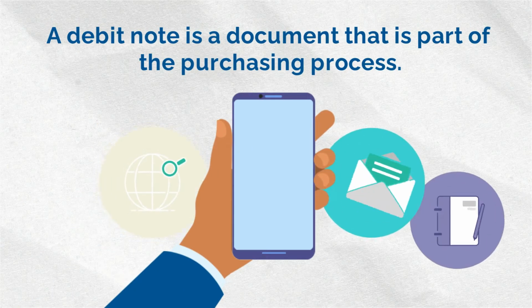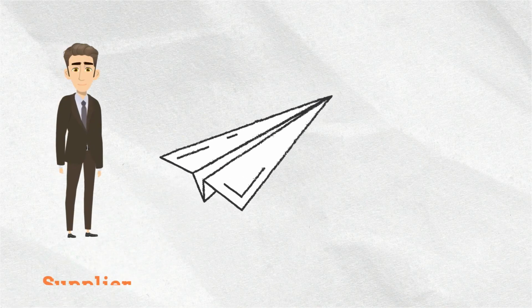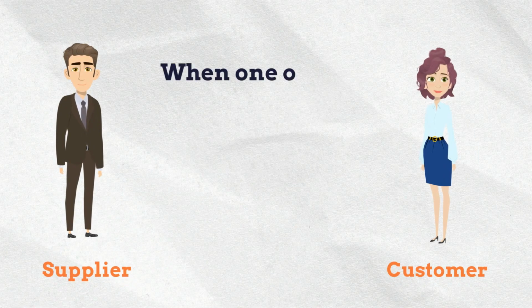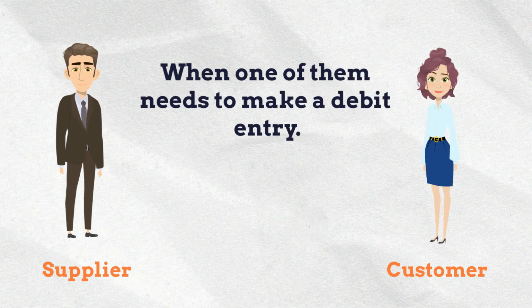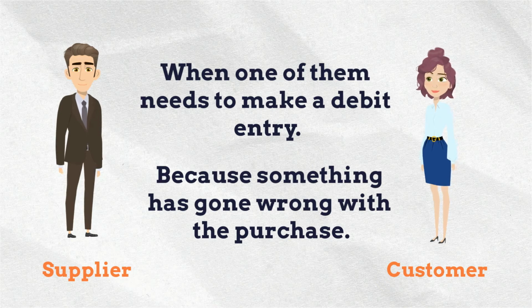A debit note is a document that is part of the purchasing process, along with other documents such as quotes and invoices. They are issued by either the supplier or the customer when one of the parties needs to make a debit entry into their accounts because something has gone wrong during the purchasing process.